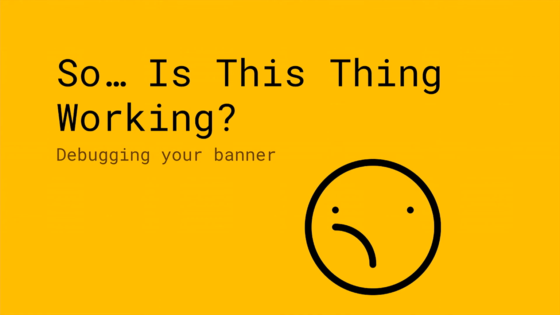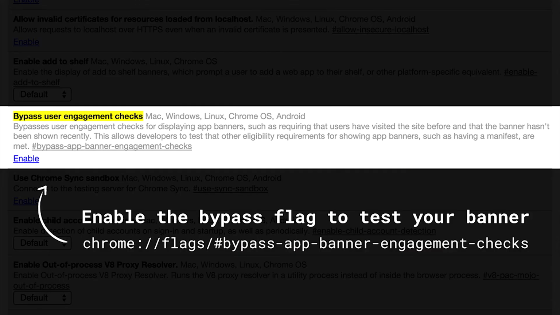So one of the things that I found as I was building this app is this sweet little flag that's hidden in your Chrome flags called bypass user engagement checks. So if you want to add a web app manifest to your application and try to get an install banner running, you can go to this flag, enable the bypass, and then you don't have to wait around for the user engagement bits. It's just going to verify all the other items from that checklist. It's going to verify HTTPS is looking good, your manifest is looking good, your service worker is looking good, et cetera. So that's a helpful pro tip there.